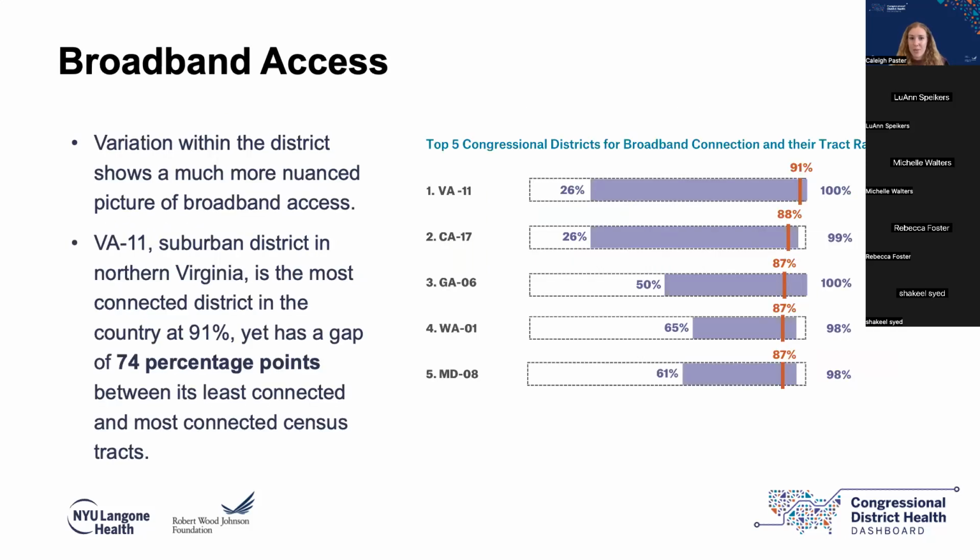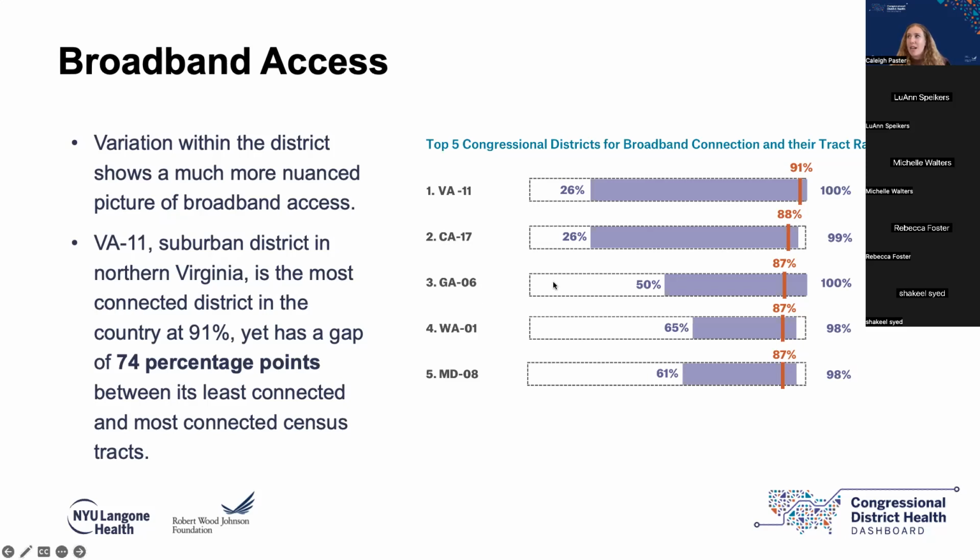Another cool thing that we found is that with the availability of census tract data, we're able to look at some of those higher performing districts for certain measures and really break it down by neighborhood. And so what we did here is we looked at broadband access, which is high-speed internet access. And we found the top 5 districts who performed as the highest broadband access in the country.